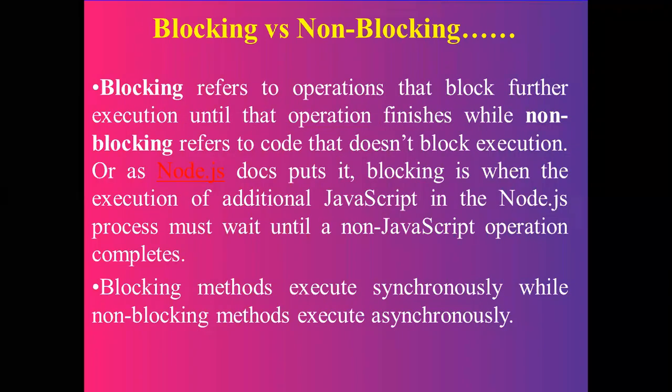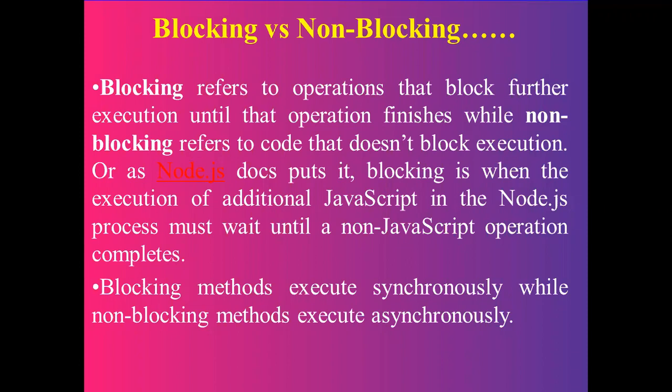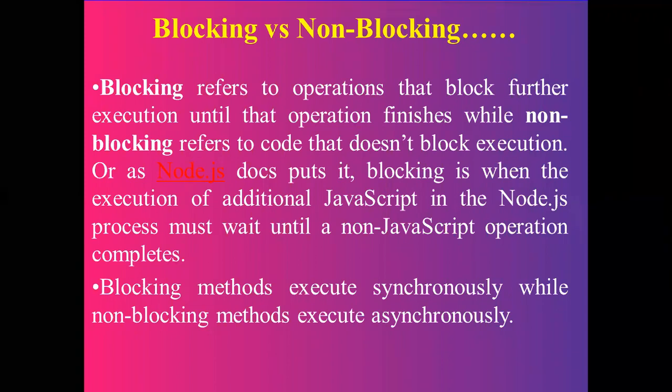Here you can see blocking refers to operations that block further execution until the operation finishes. Blocking means the thread is busy. While the operation is going on for the first request, the thread has to wait until the first operation has finished. Next is non-blocking, which refers to code that does not block the execution. Or as the Node.js docs put it, blocking is when execution of additional JavaScript in the Node.js process must wait until a non-JavaScript operation completes. So in blocking, we have to wait. In non-blocking, we do not have to wait for any IO operations. We can execute simultaneously.